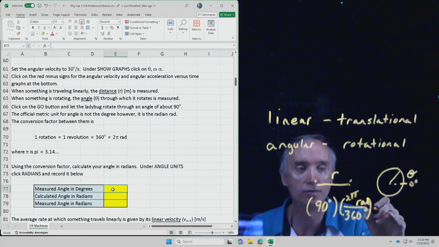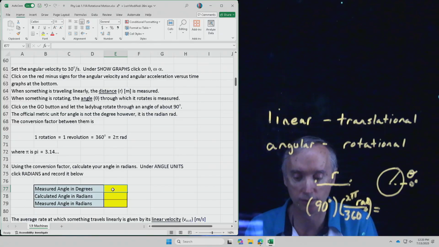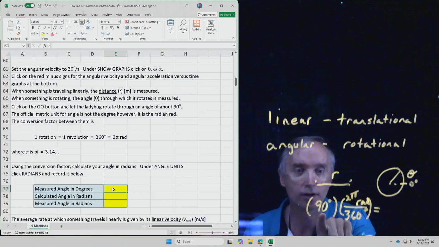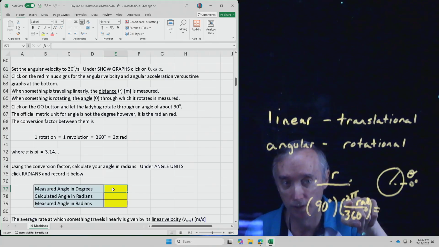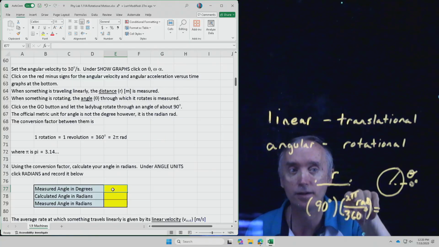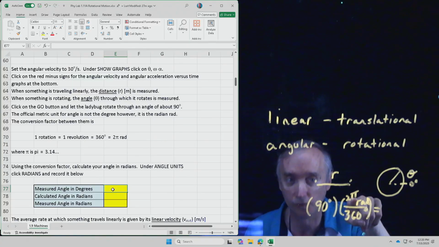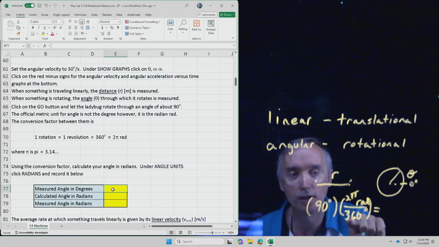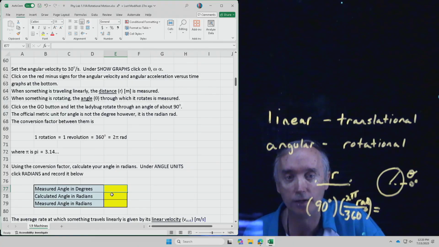So in order to do this, now I'm not going to do it for you. I'm going to let you do it for yourself, but you're going to need to take 90 on your calculator times 2, so that's 180, times 3.14, so whatever that number is, and then divide by 360, and then hit equals, and then that's going to be your angle in radians. So you're going to put that number here.